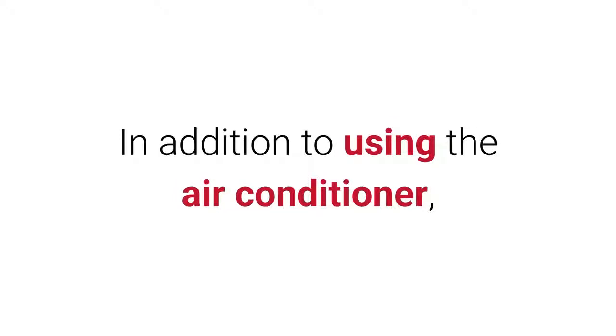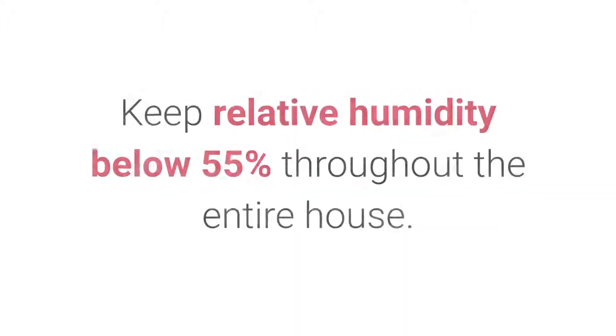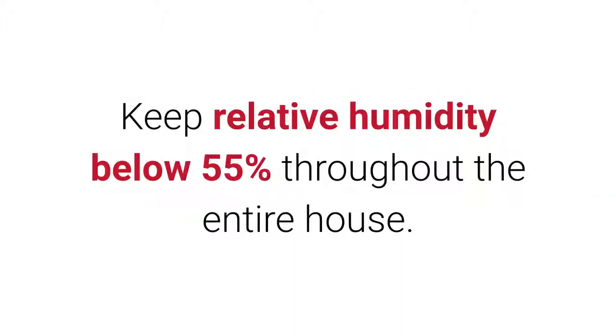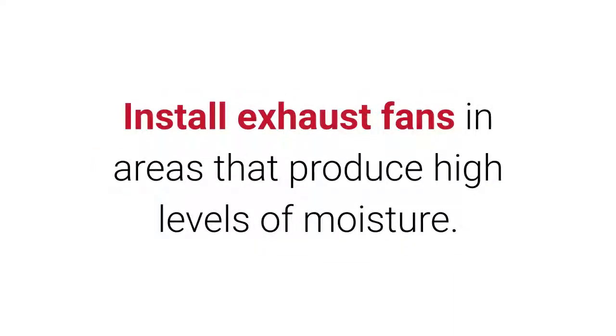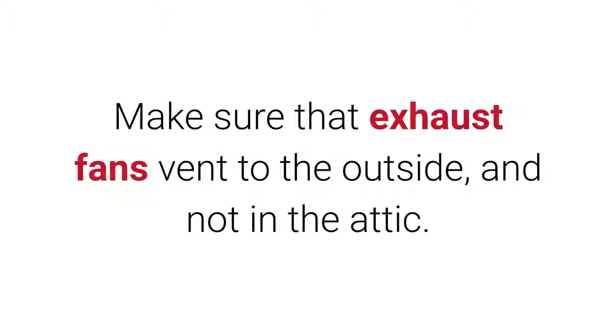In addition to using the air conditioner, here is what you can do to control the humidity level in your home. Keep relative humidity below 55% throughout the entire house. Install exhaust fans in areas that produce high levels of moisture. Make sure that exhaust fans vent to the outside, and not in the attic.